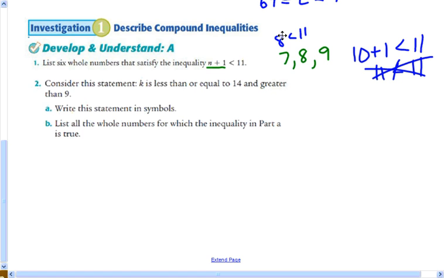All right. So number 2 says, consider this statement: k is less than or equal to 14 and greater than 9. Write the statement in symbols. I would suggest you pause right here and then go ahead and try it.